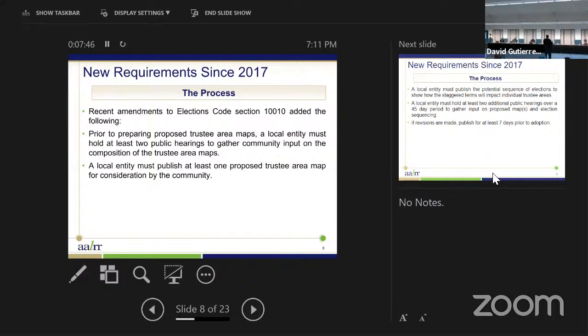Prior to preparing the maps, and we'll go back to that, we have to have at least 2 public hearings. And I can't reiterate this enough. There's a ton of meetings that you have to have, and it essentially boils down to 5. The first one would be a resolution at a board meeting. Then there would be 2 hearings, which bring in community input, what they want the trustee areas to look like, what considerations should be. So the community gets a voice and a thought on that.